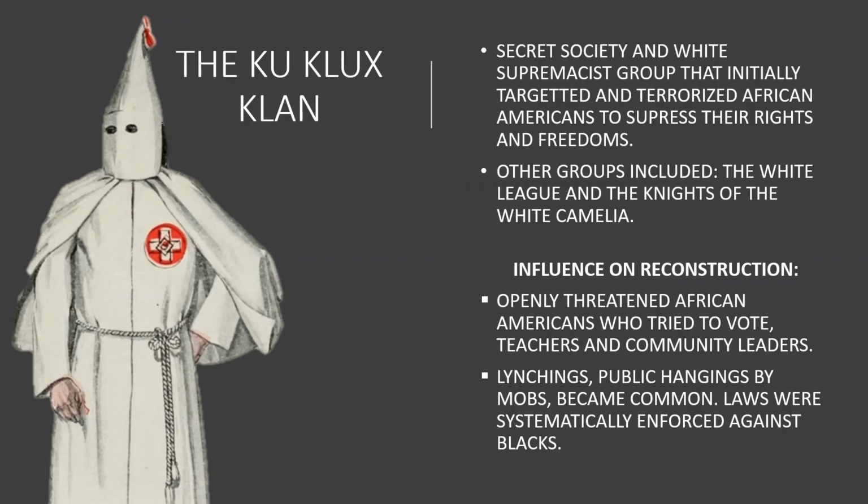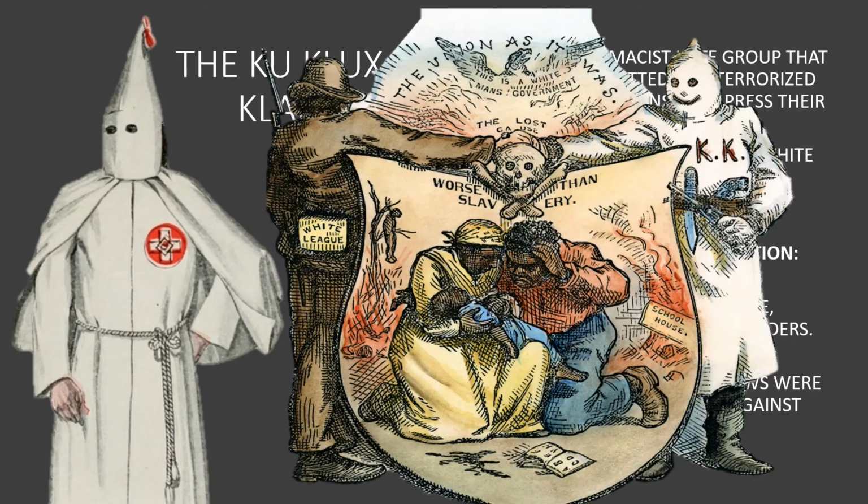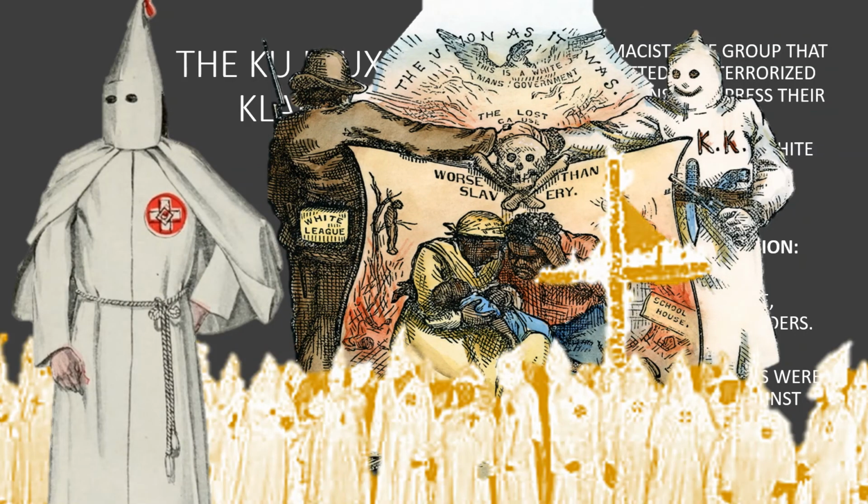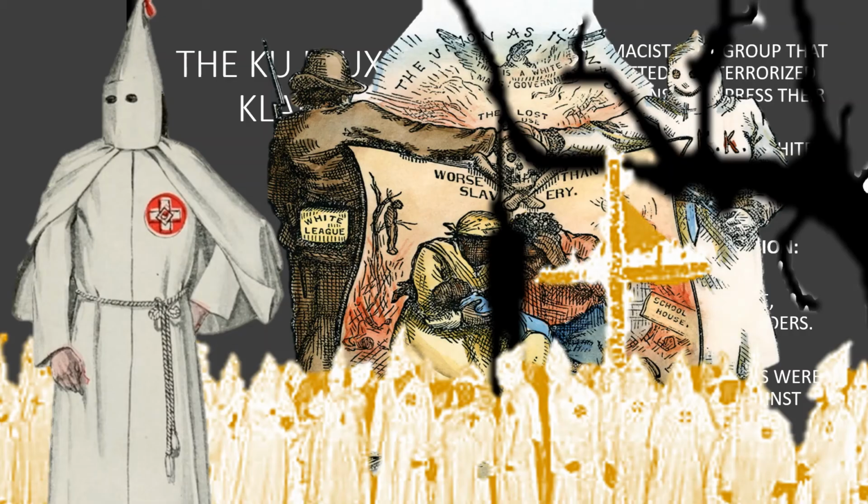Let's review the key facts for the Ku Klux Klan. The Ku Klux Klan was a secret society that believed in white supremacy and resented the rights and gains of African Americans. The KKK terrorized black leaders and their families and suppressed voters by riding in the middle of the night, burning crosses, and carrying out lynchings or public hangings without facing legal consequences.